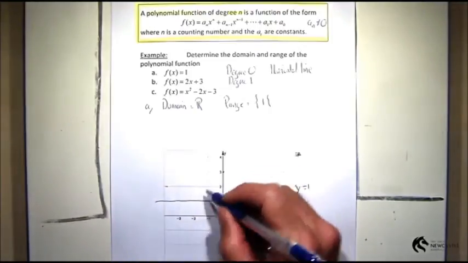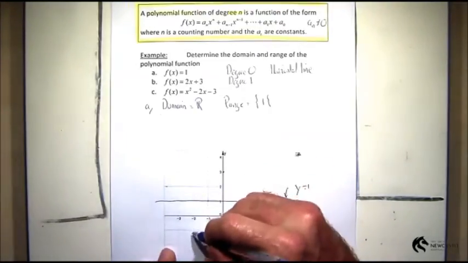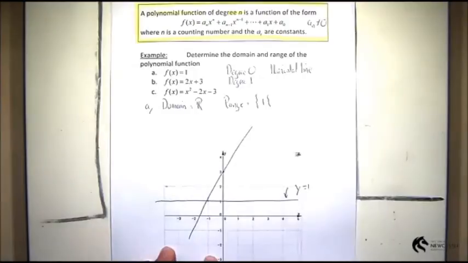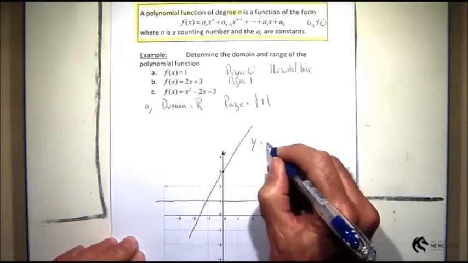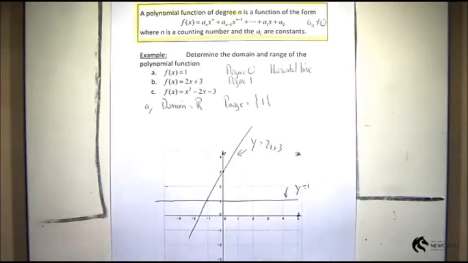So if I go backwards here, it'll come down 2. So this will go something like that. There's the graph of that one. That's y, oh, I didn't mean to go up that high, you know. Y is equal to 2x plus 3. Sitting there. That's its graph.